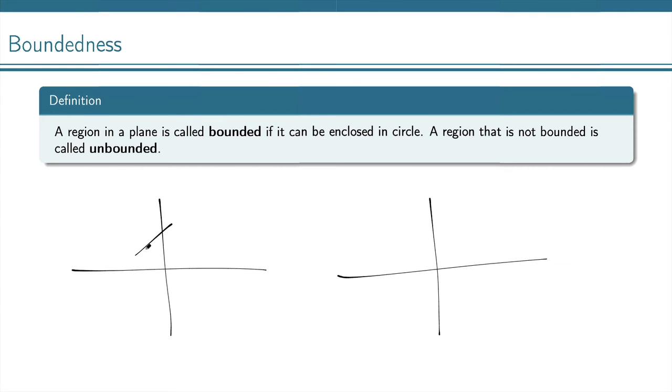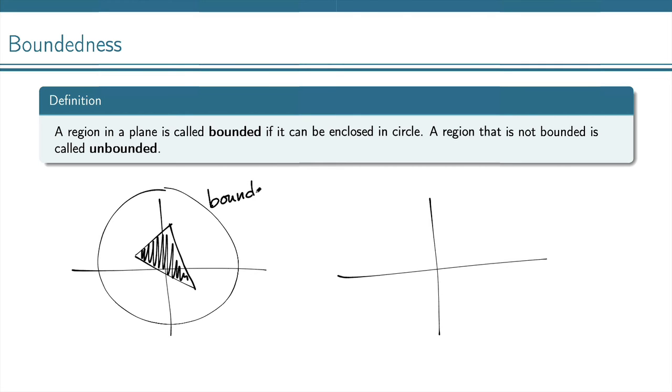So like our last little picture, okay, we have like a triangular region. Okay, and if this region here, notice we can find a circle that contains that region entirely. Okay, and so this would be an example of a bounded region.